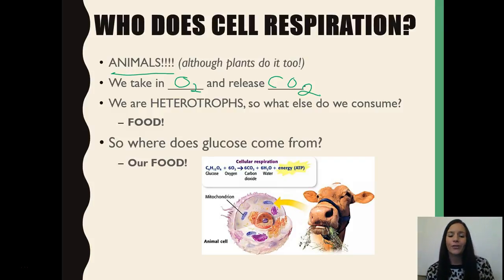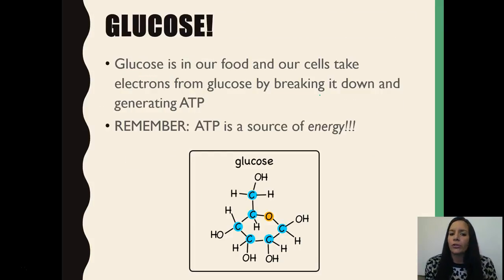So the glucose is going into the cow, into the cells, and the mitochondria is going to make energy out of that glucose. So when we look at glucose in general, it's in our food, and our cells take the electrons from glucose and they break it down. This, as a result, generates ATP. And if we remember, ATP is a source of energy. And here's just a look at the structure of glucose.